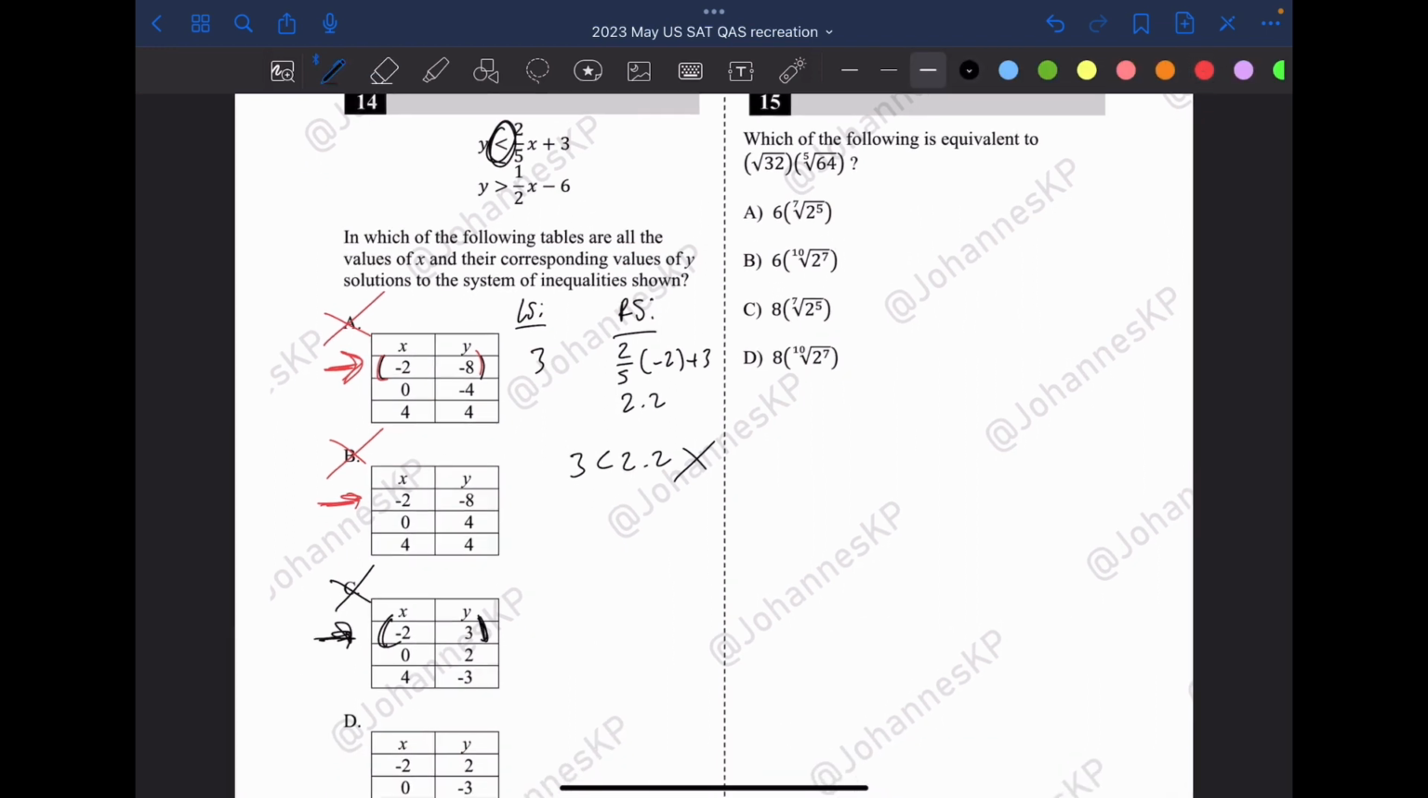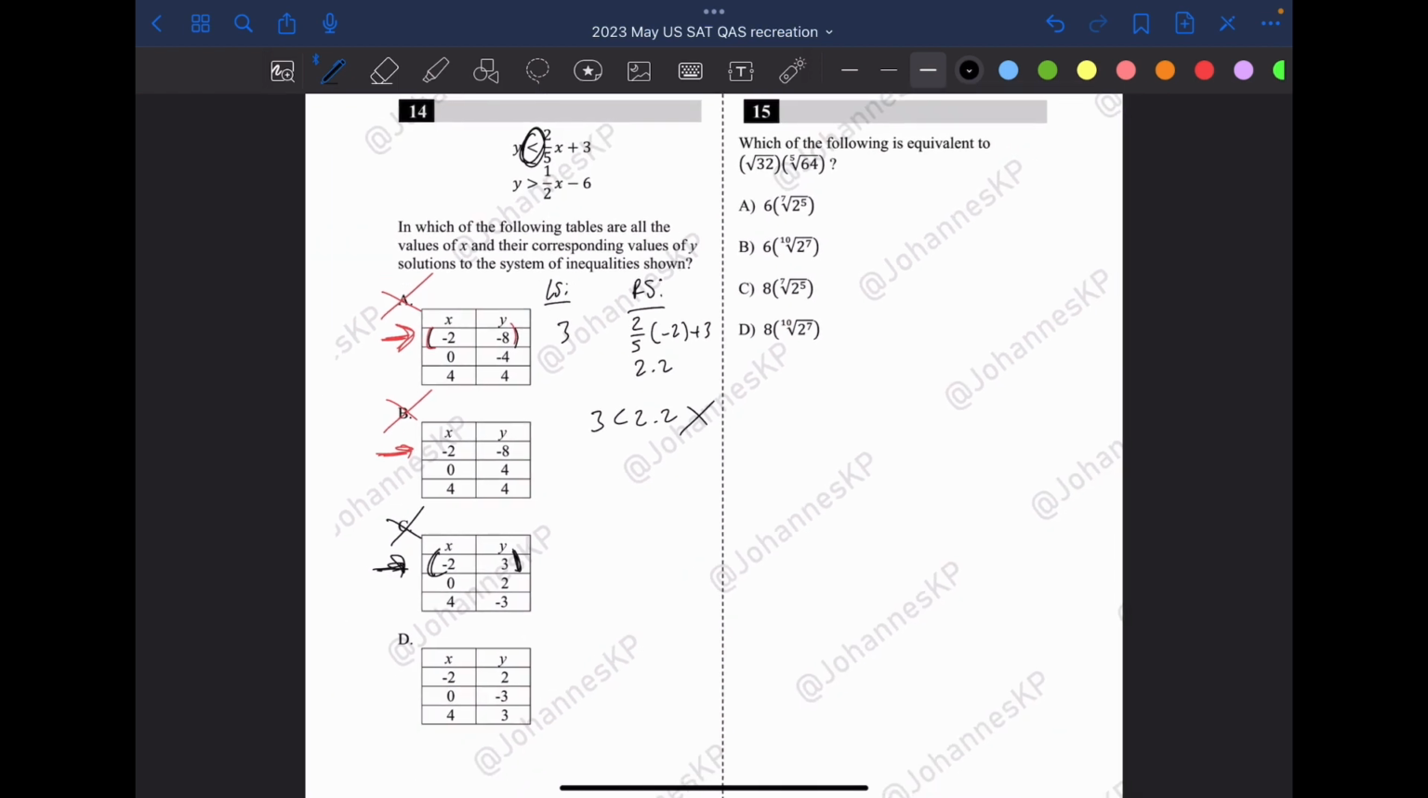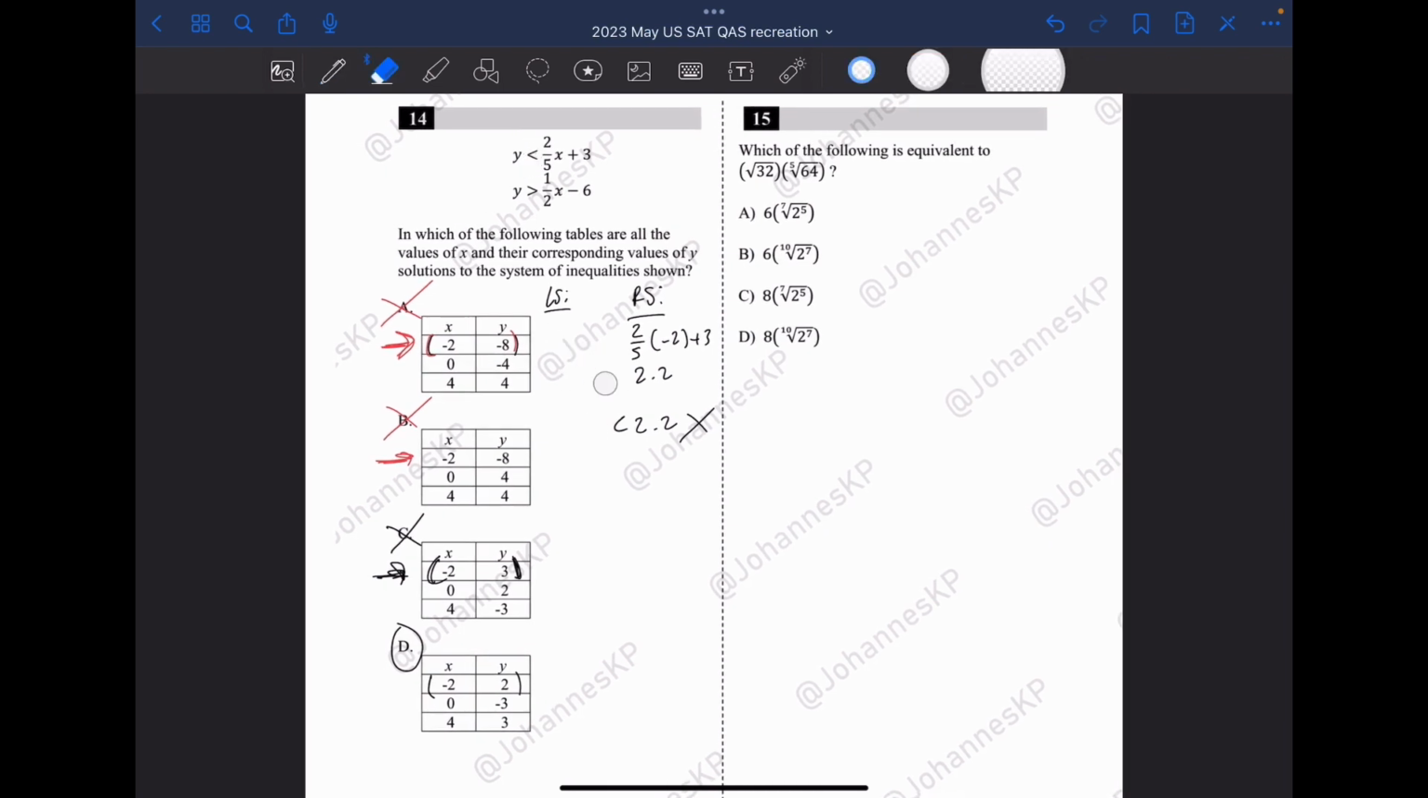Even though so far I can confidently say that D is the right answer because all of these are wrong, you still have to check your answer just to make sure you didn't mess up somewhere else. So let's do that now. The first point is (-2, 2). Let's erase this again. The left side in this case is going to be 2. The right side is going to be 2/5 times -2 plus 3, which is 2.2. Is 2 less than 2.2? That is correct. So far, the first inequality works for this point.